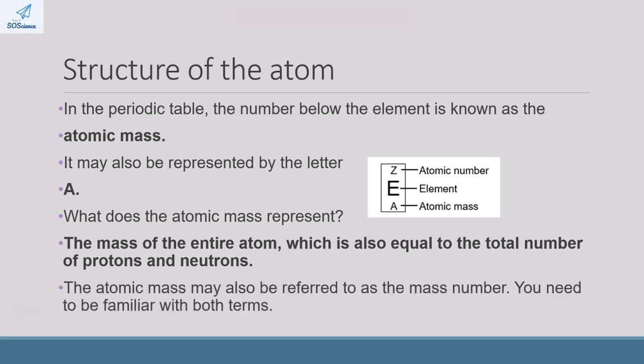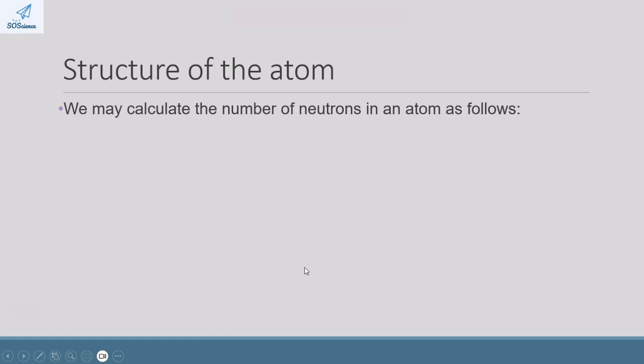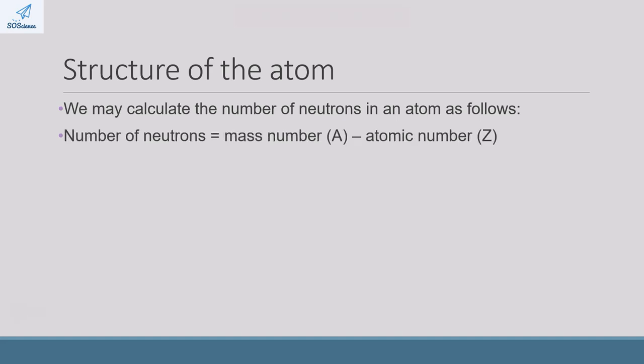We also need to be familiar with the fact that the atomic mass has another name called the mass number. You may refer to either one, and you need to be familiar with both. So we may calculate the number of neutrons in an element as follows. The number of neutrons equals the mass number, also known as the atomic mass, minus the atomic number. It is the number below the element in the periodic table, which is A, minus the number above the element in the periodic table, which is Z.